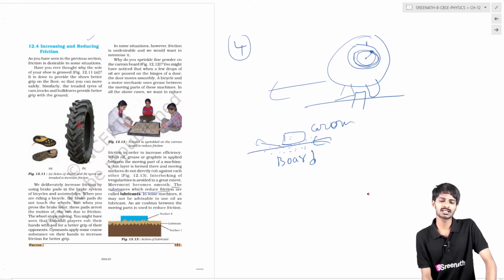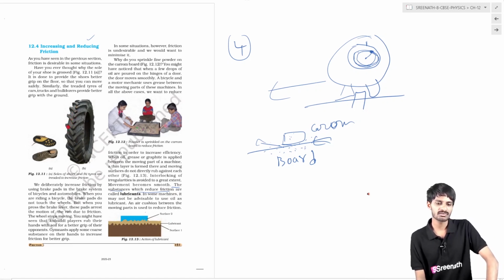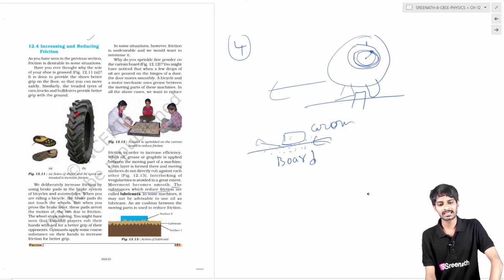And how do we increase and decrease friction? Basically, friction depends upon two things. One is roughness, which means irregularities. In order to increase friction, we have to increase irregularities. For that purpose, our tires and shoes have many irregularities so that we get a good grip. In this way, by increasing the irregularities, the roughness, we can increase the friction.